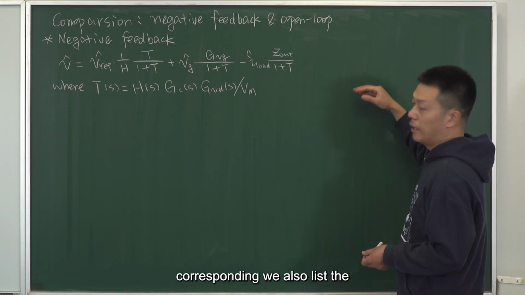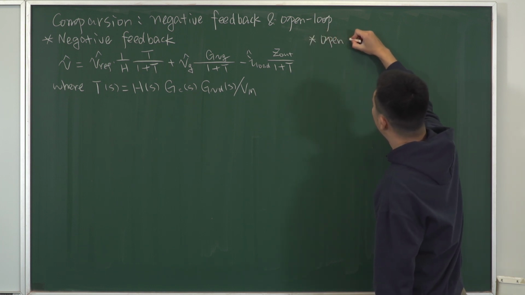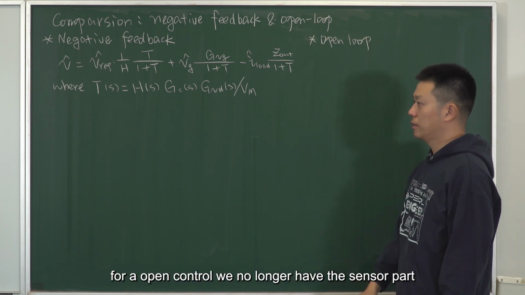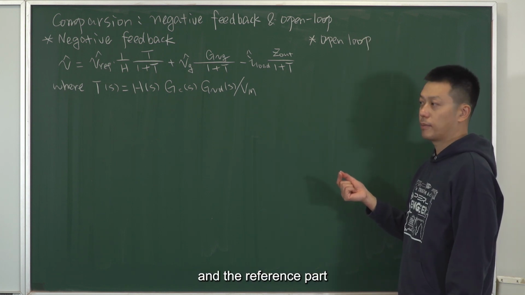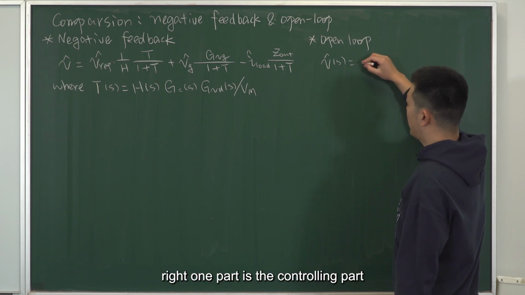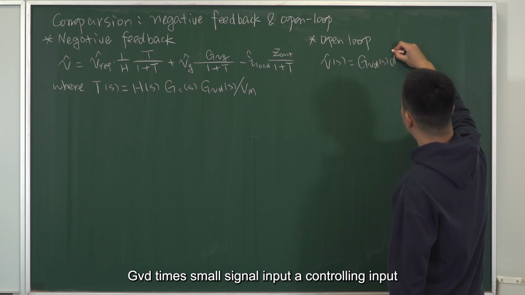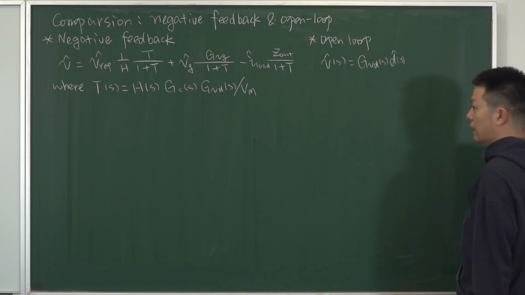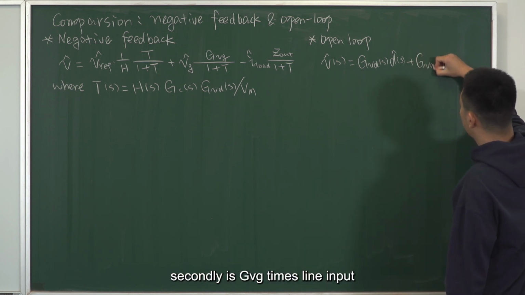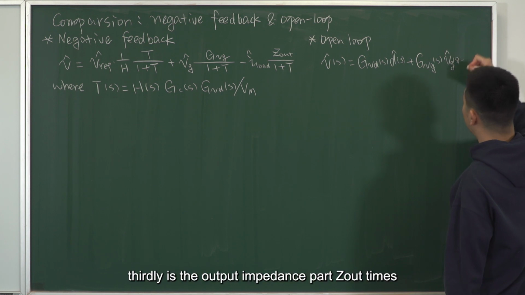Correspondingly, we also list the analytical expression for open loop control. For an open loop control, we no longer have the sensor part and the reference part. The output signal is mainly determined by 3 parts. One part is the controlling part, GVD times the small signal controlling input. Secondly is GVG times the line input. Thirdly is the output impedance part, Zout times the load variation.